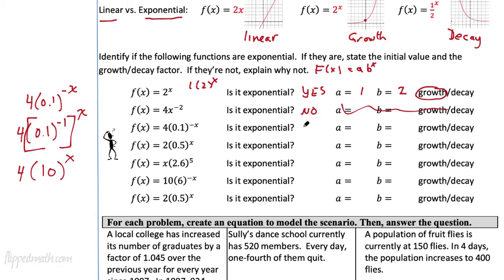So this is exponential, yes. It's just written in a different way. A equals 4, and b is going to equal 10 here. And because b is greater than 1, it's growth. All right, how about the next one?